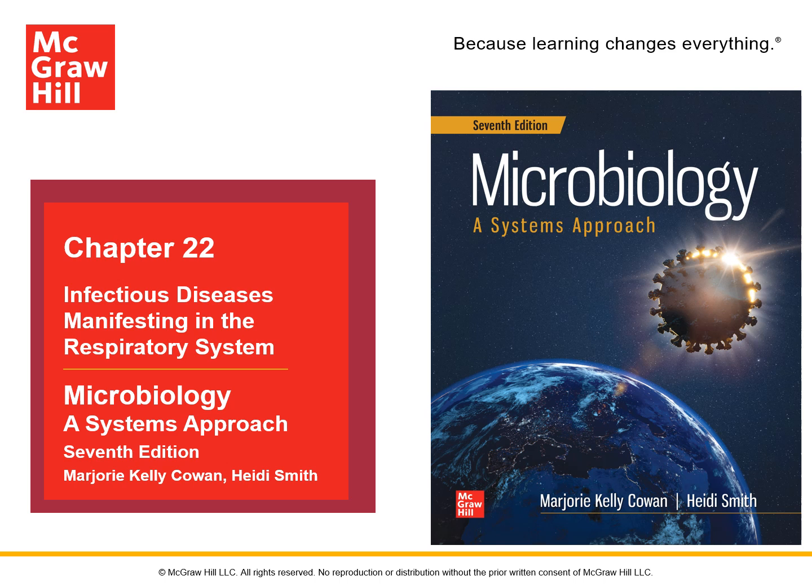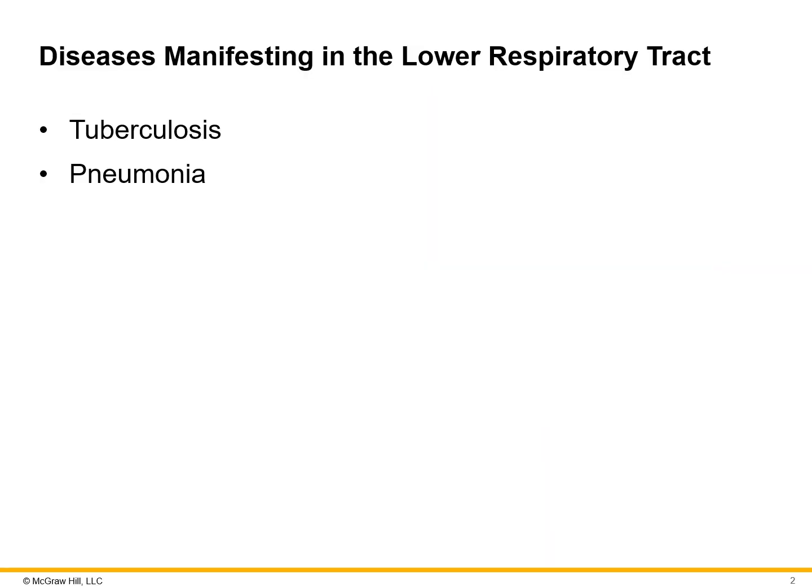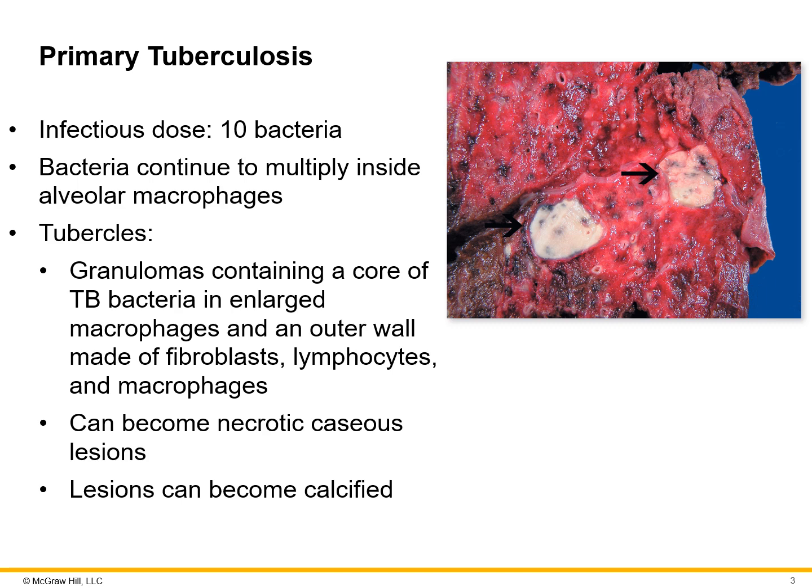All right, and finishing up chapter 22 by looking at those diseases that affect the lower respiratory system. So now the two that we'll focus on with the lower respiratory tract are tuberculosis and pneumonia. So first of all, tuberculosis.